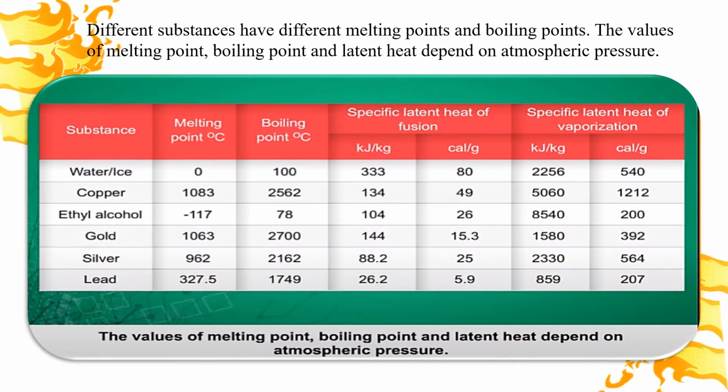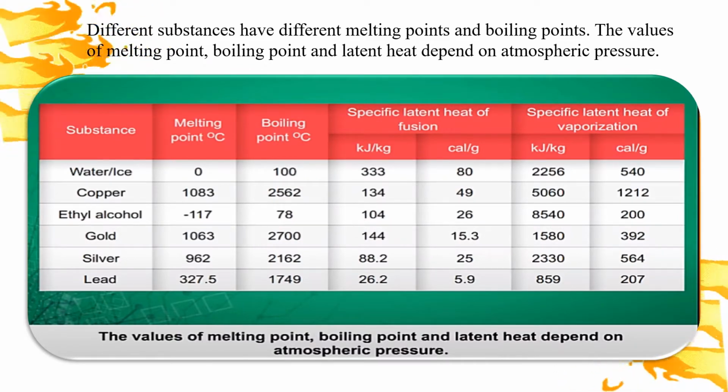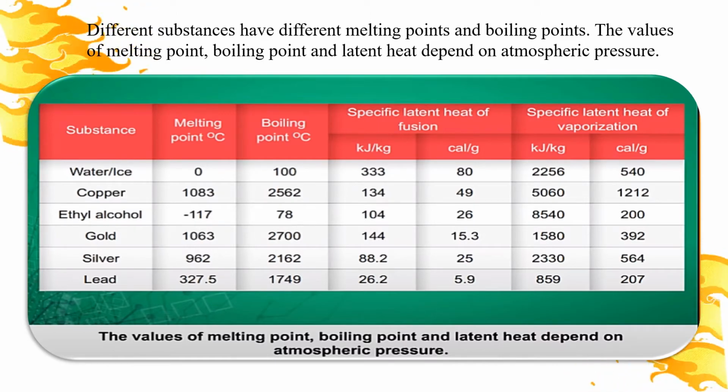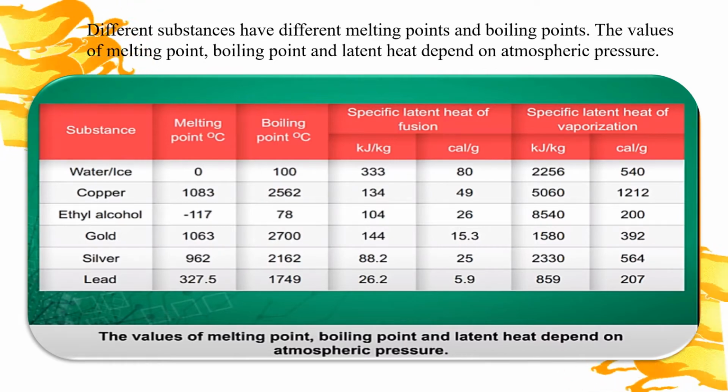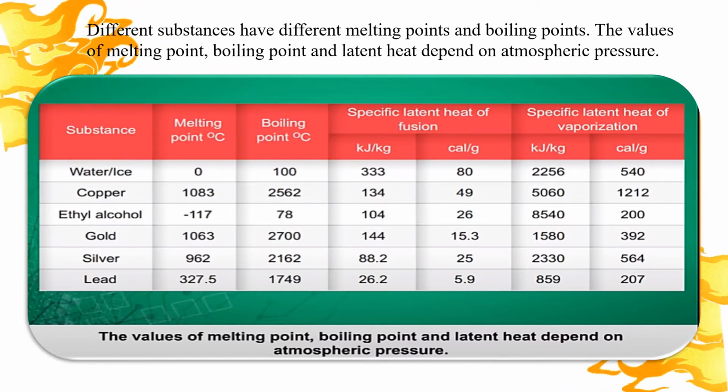Now remember that different substances have different melting points and boiling points. The values of melting point, boiling point and latent heat depend on the atmospheric pressure also. So there are a few substances mentioned, and along with them the melting point, boiling point, specific latent heat of fusion, and specific latent heat of vaporization are mentioned here.